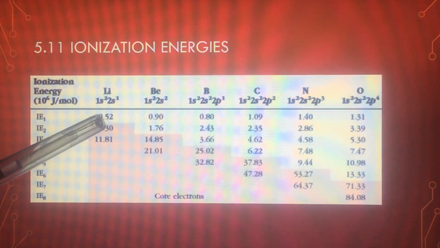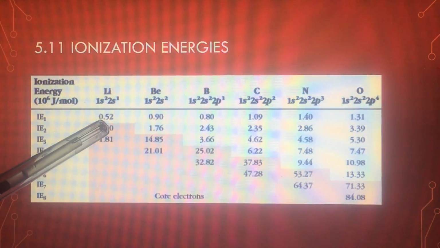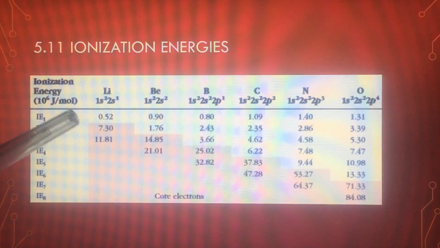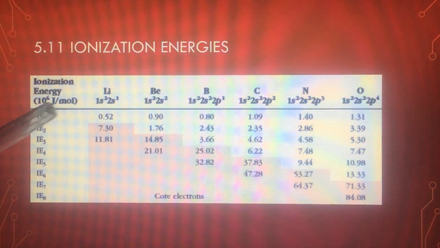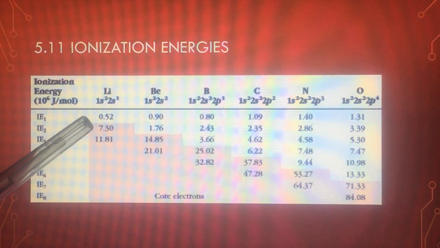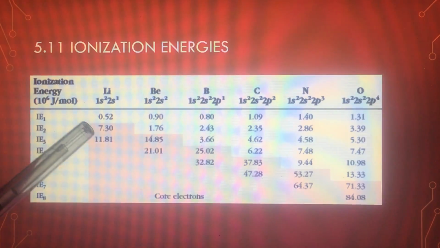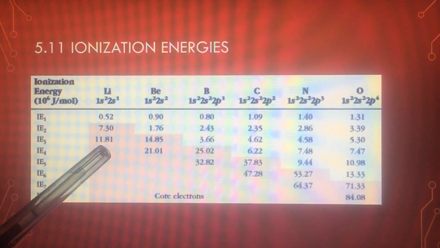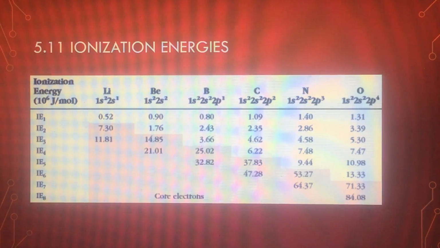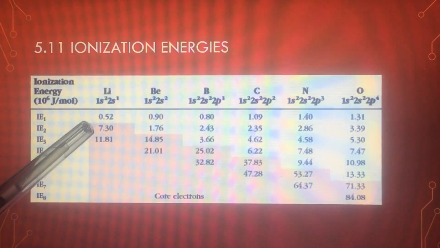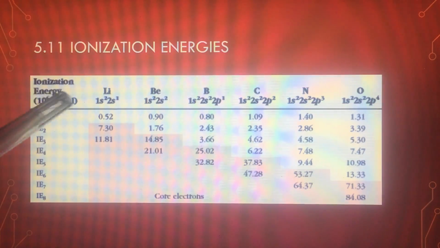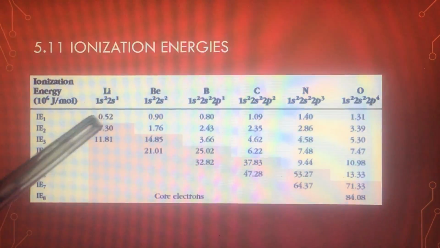For example, we have lithium. In lithium, the first ionization energy is 0.52 times 10 to the 6 joules per mole, and the second ionization energy is 7.30 times 10 to the 6 joules per mole. So it is larger, by a big amount. And then we also have a bigger value for the third ionization energy. Take note, lithium only has 3 ionization energies since lithium only has 3 electrons.